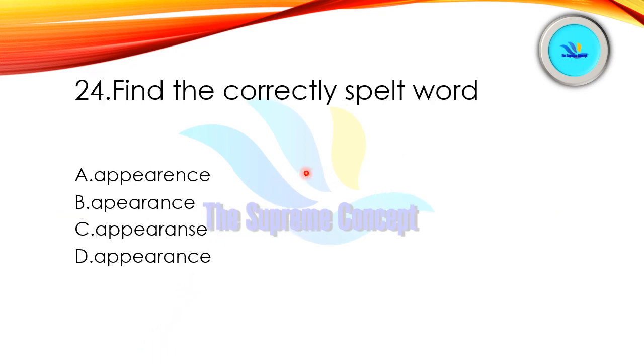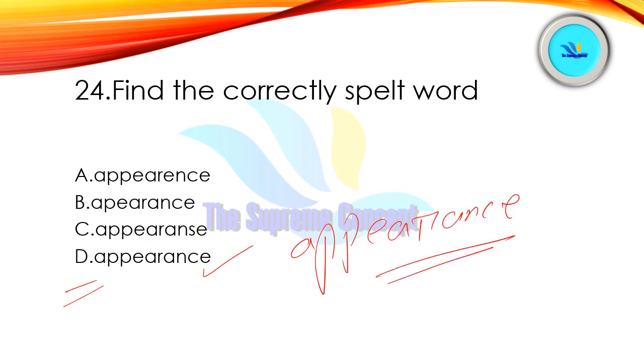Find the correctly spelled word of appearance. Yes, option number D is correct here. Appearance, A P P E A R A N C E, which means the way that someone or something looks. And this word is very common. So let us move to our last question.